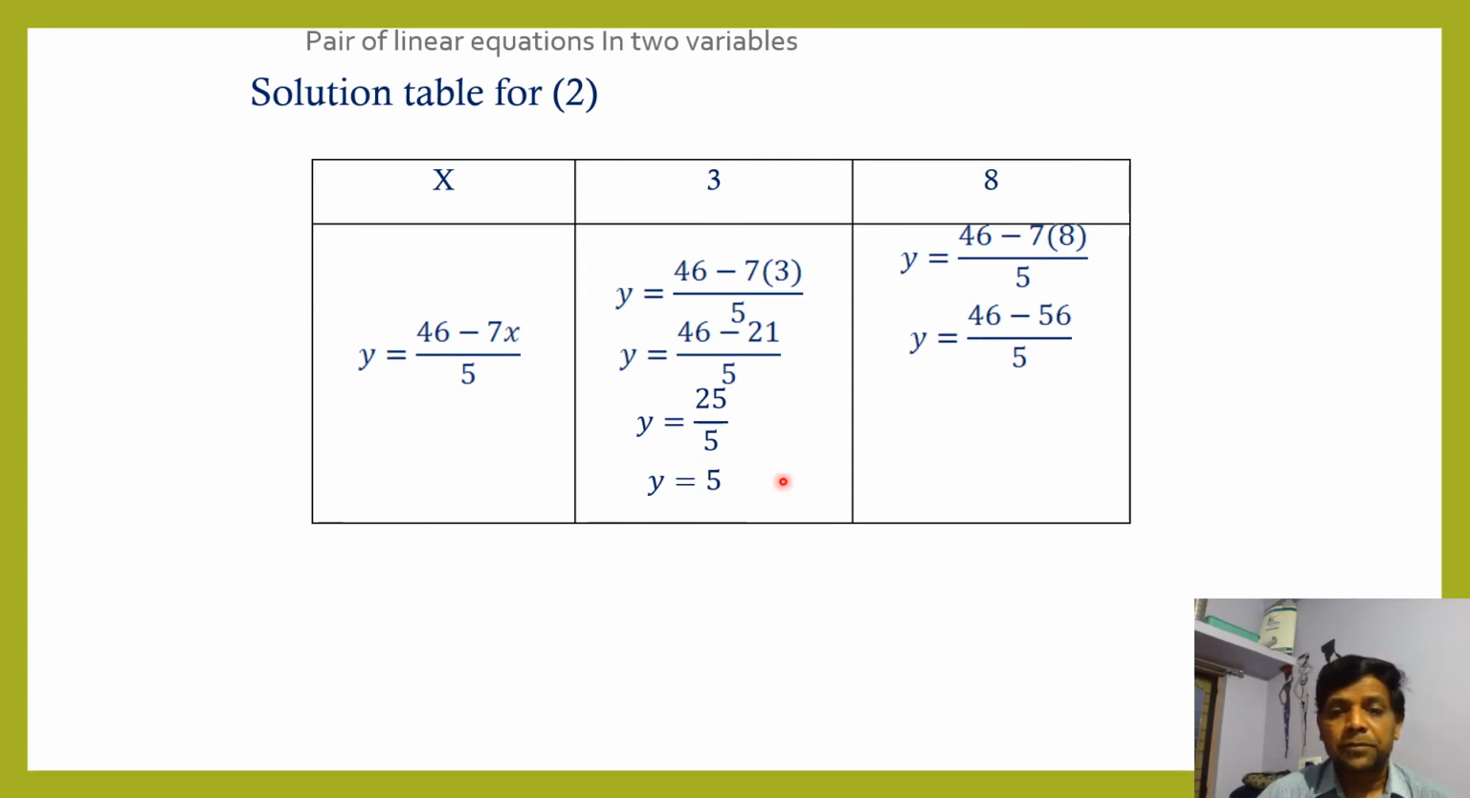Clear? Next one. X equals 8. Find the y value. Y equals 46 minus 7x, which means 46 minus 7 into 8. 7 8s are 56. 46 minus 56, we get minus 10. Then y is written as 46 minus 56 by 5. So 46 minus 56 is minus 10 by 5. 5 minus 2s are minus 10. Therefore y equals minus 2. Are you clear? This is the second table. Next one.